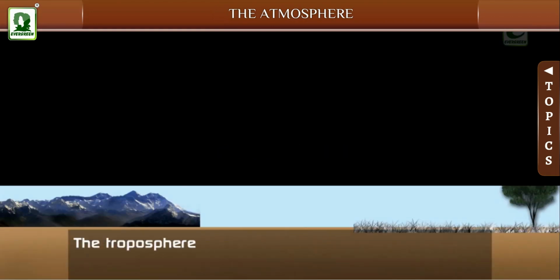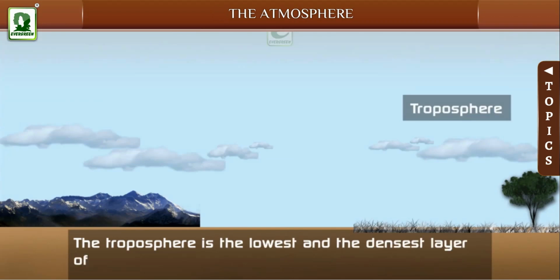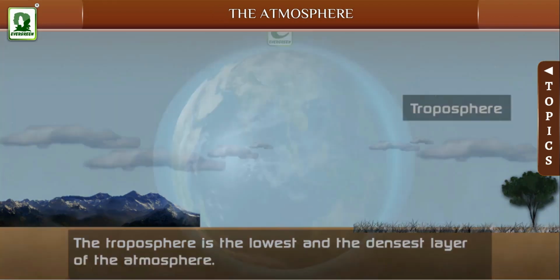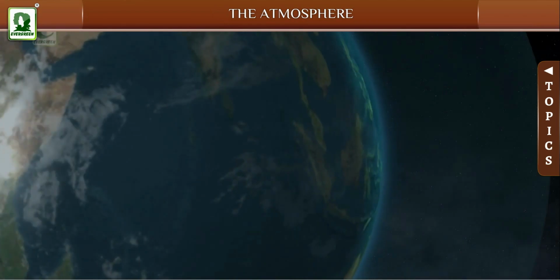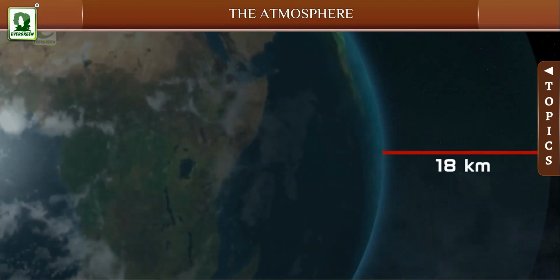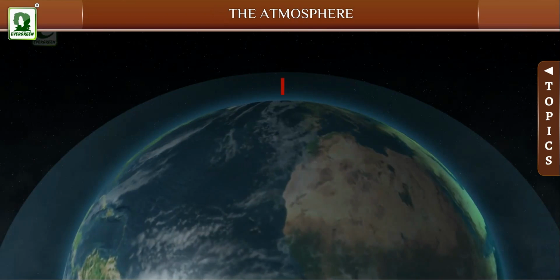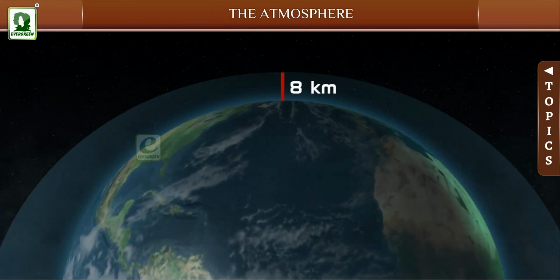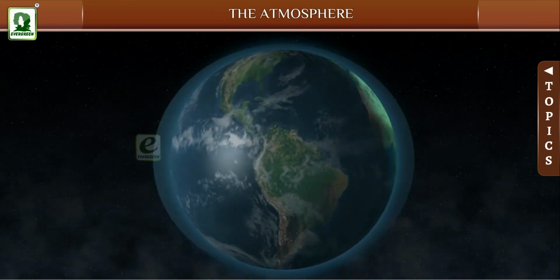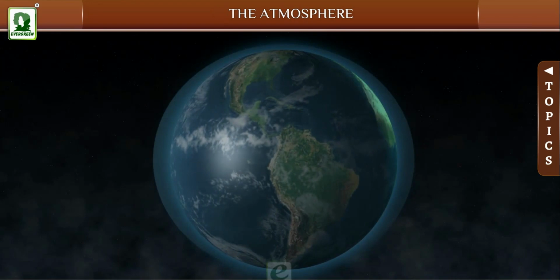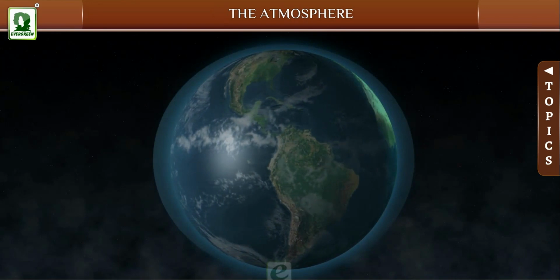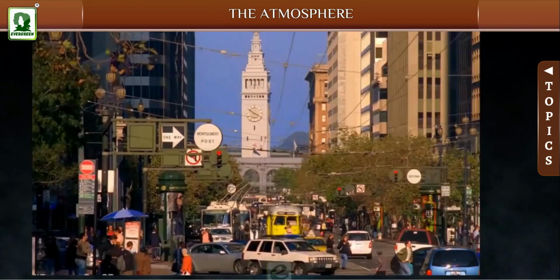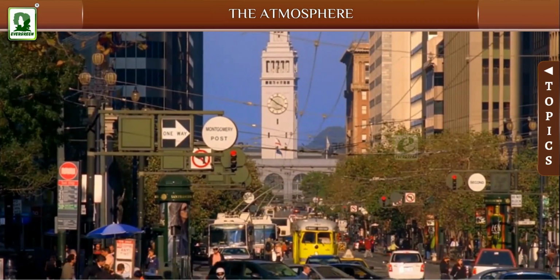The troposphere is the lowest and densest layer of the atmosphere. It lies near the surface of the Earth. Its average height is 18 kilometers near the equator and 8 kilometers at the poles. It is the most important layer of the atmosphere because the air that we breathe in exists here. This is the layer where we live.